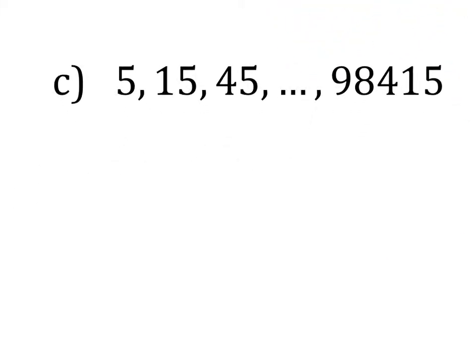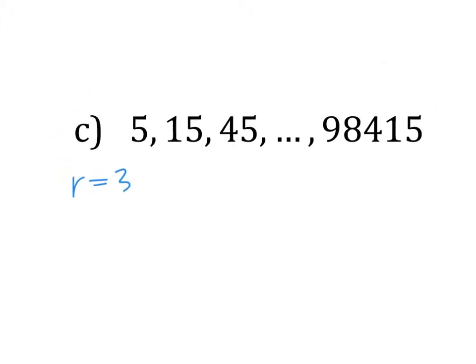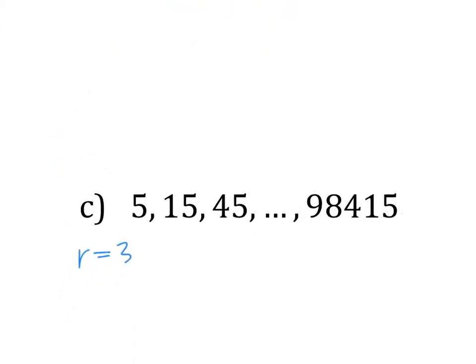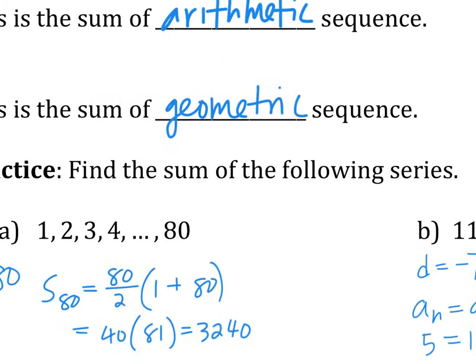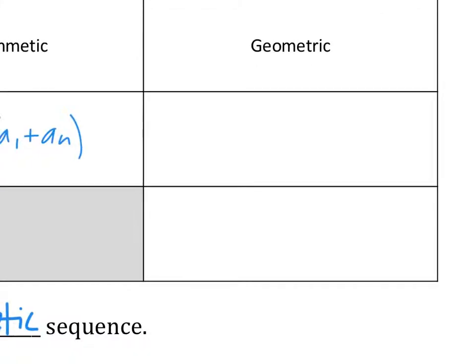Okay, arithmetic or geometric? Oh, you guys are fast. What is the ratio? 3. Okay, let me give you the formula, because we have to figure out what term number this is. Yeah, it's a little bit crazy. All right, geometric. There are 2 kinds of sum.